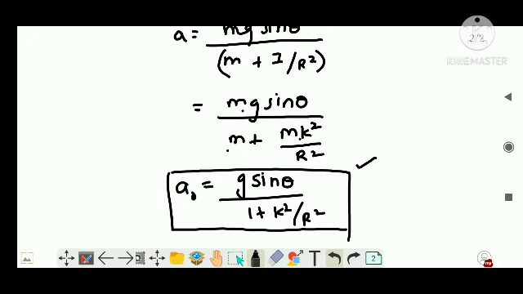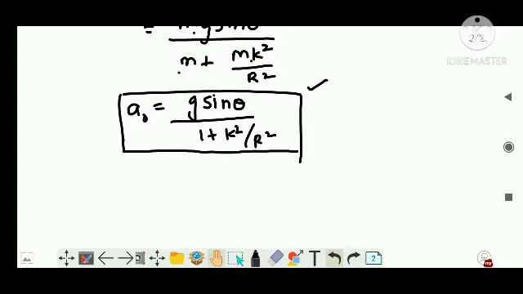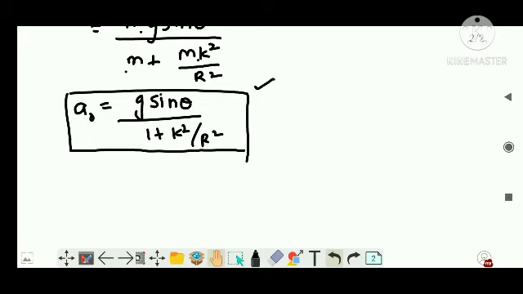This is the expression I told you can actually generate. Now you can generate it. I hope you understood. Now see guys, this is not the answer we are seeking. What we want to know is what the time period is, right? So this is the acceleration by which the rolling body has reached the bottom of the surface.